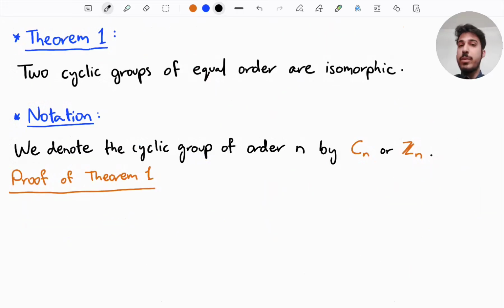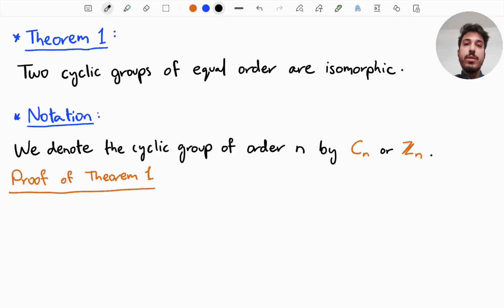Okay, now let's start with the statement of Theorem 1, which simply says that any two cyclic groups which have equal order, equal cardinality, equal number of elements are isomorphic. And the notation that we will be using from then on will be that a cyclic group with order n will be called Cn or Zn. So we have just classified all the cyclic groups according to how many elements they have.